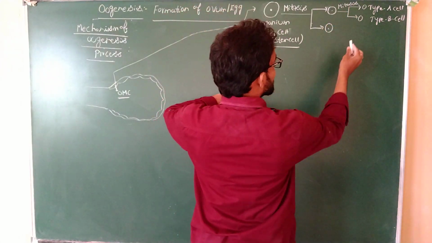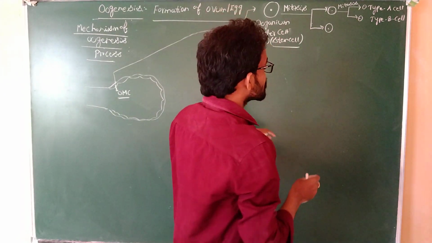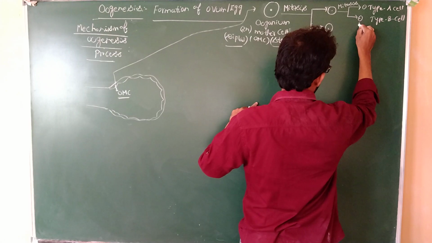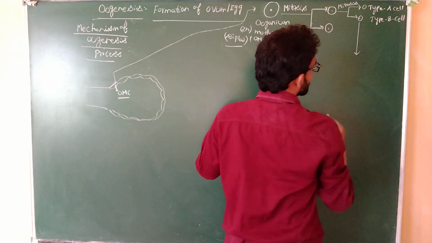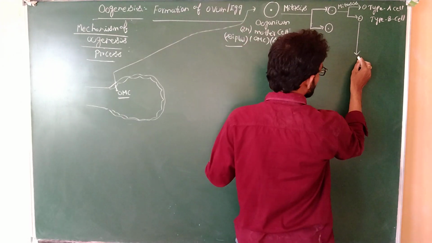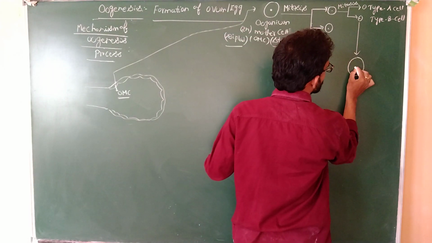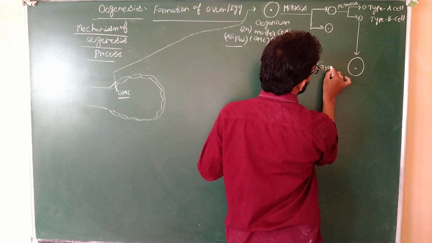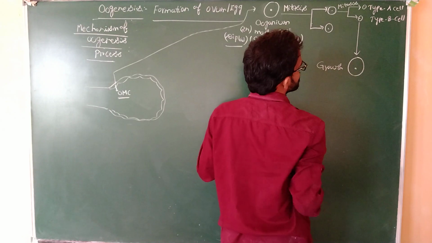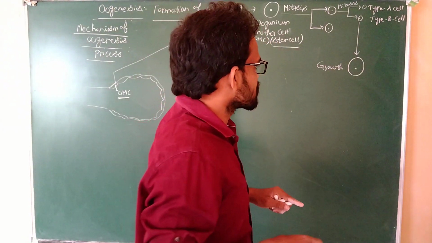Coming to the type B cell, see here. Type B cell is continuously growing in size. Once the size increases, that is nothing but the growth phase. Growth means an increase in size. What is the process? Meiosis process.